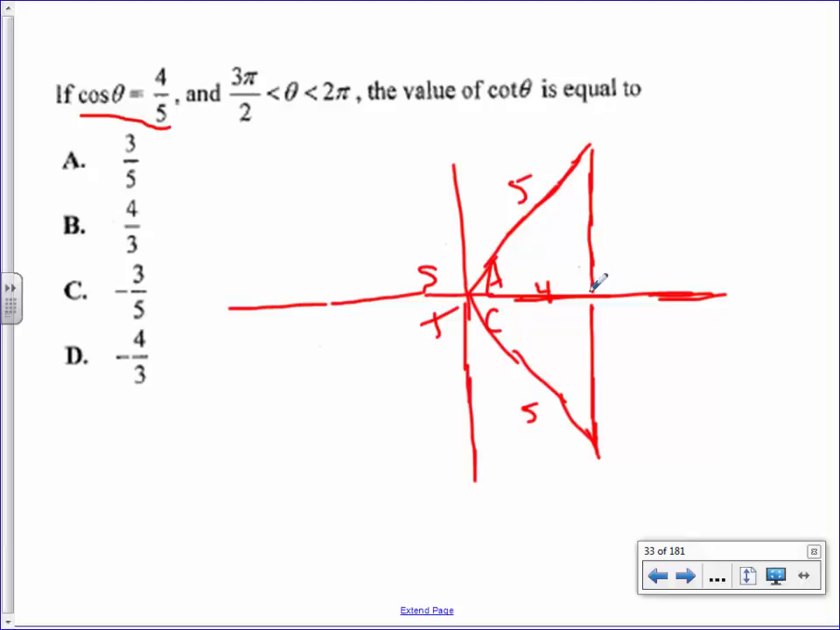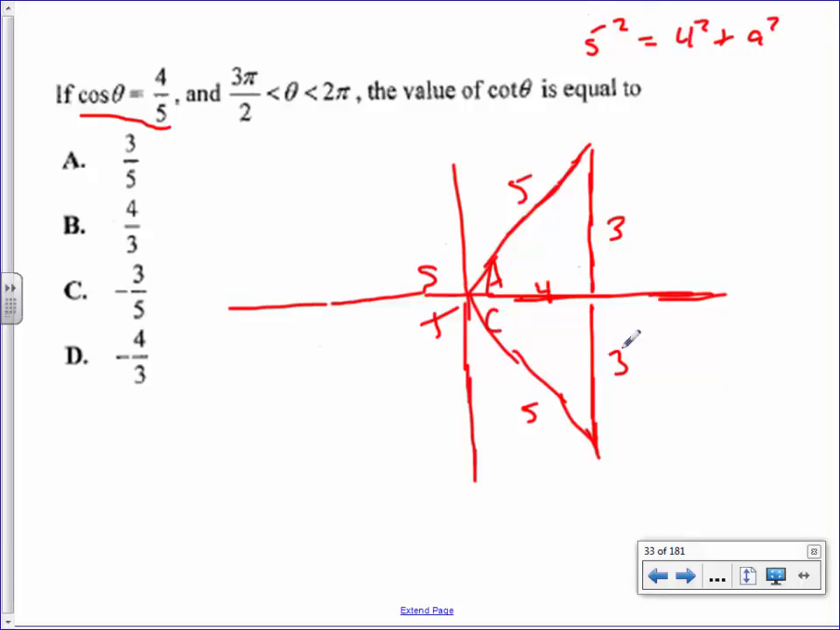Anybody ever heard of the 3, 4, 5 triangle? It's a very common triangle where if the hypotenuse is 5, the two sides are 3 and 4. If you haven't heard of that, the way you solve it is you go 5 squared equals 4 squared plus a squared, and you work backwards and solve for it. But I promise you get 3 if you do that.